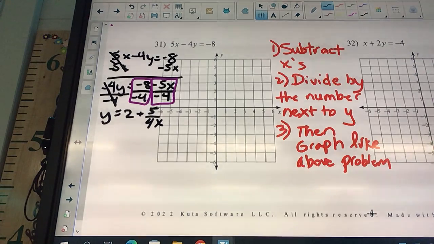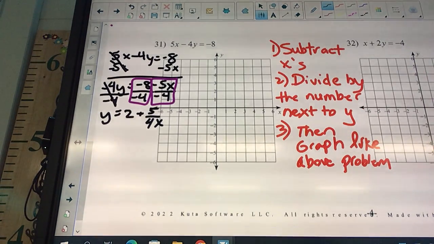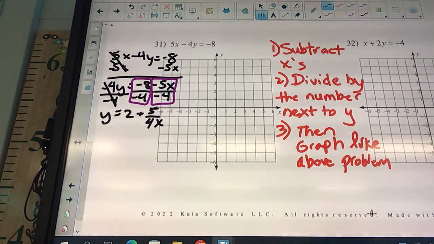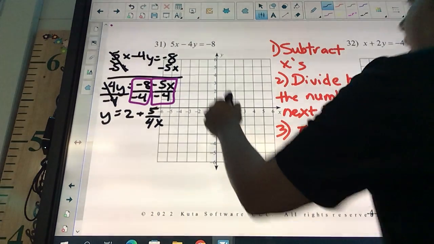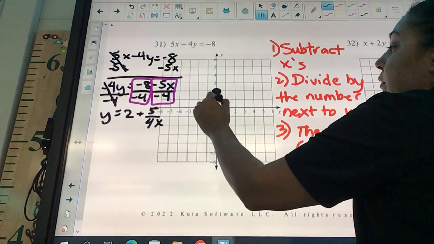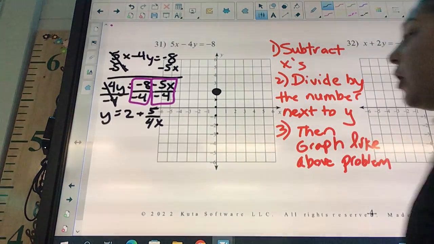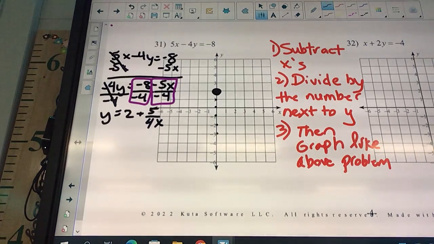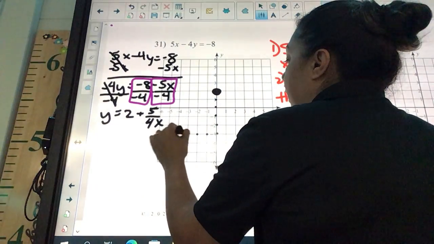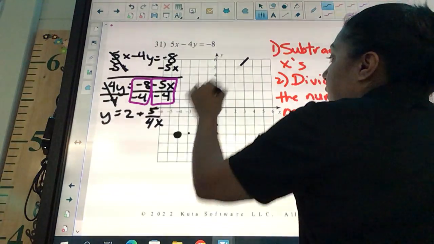Okay, what's our y-intercept? 2, so start at 2. Can we go up 5? Okay, so we're going to go down 5. 1, 2, 3, 4, 5. Over 4, which way? To the left. Why? Yeah, so it's a +5 over 4, so we need to go left.